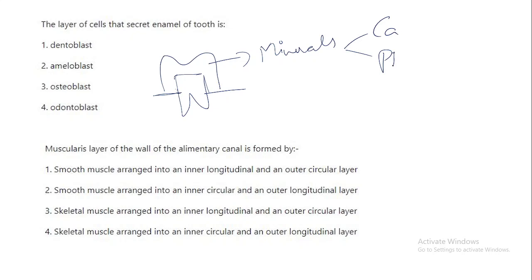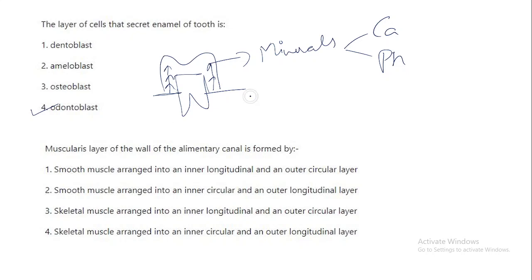Calcium and phosphorus. Okay, so the answer is odontoblasts, not dentoblasts, because something related to dentition you might mark that is the right answer, but no, the right option is odontoblast cells. This layer is going to produce the minerals and then accumulate them gradually, layer by layer, and finally the full tooth is going to be formed.